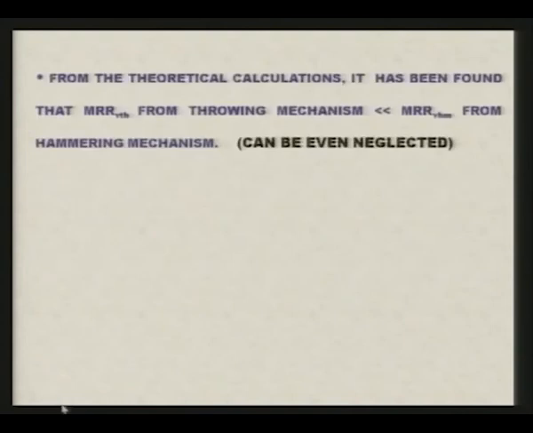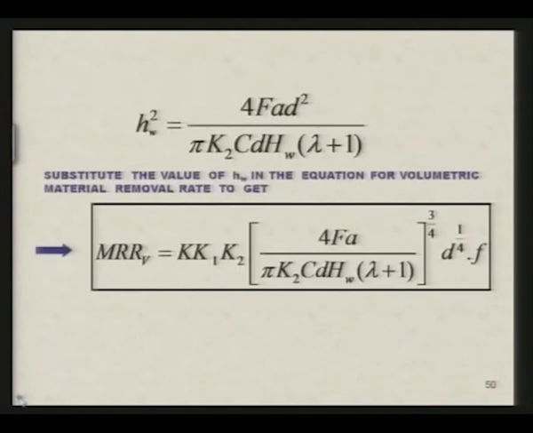Now, from the theoretical, let me go back once again. Here one point you have to note is that the volumetric material removal rate is proportional to D raised to power 1 by 4, but practically something different is observed rather than D raised to power 1 by 4. I will explain it later on.